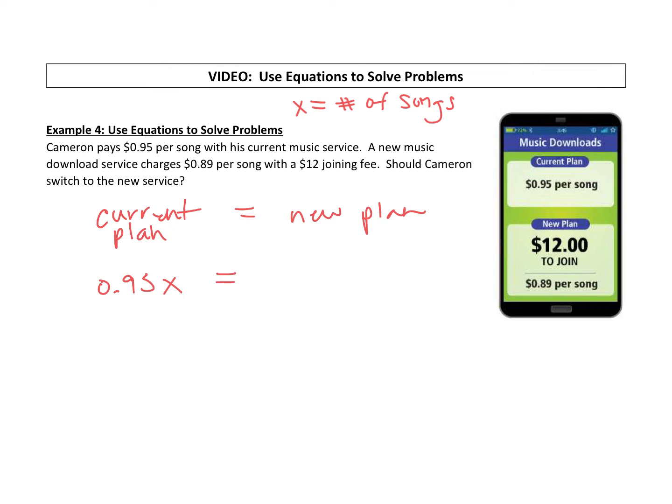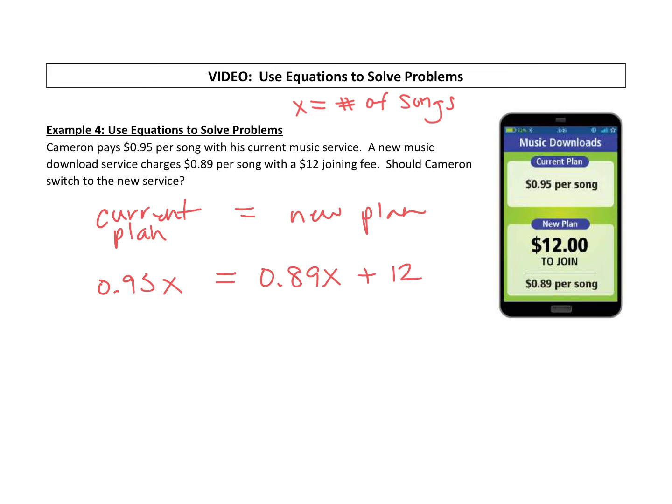When is that going to equal? Because right now that is the cheaper plan because you don't have that $12 joining fee. Well, the new plan costs 89 cents per song, so 0.89 times every song that he purchases. But he has to add in a one-time joining fee of $12. So you have that extra $12. Okay, we have an equation.